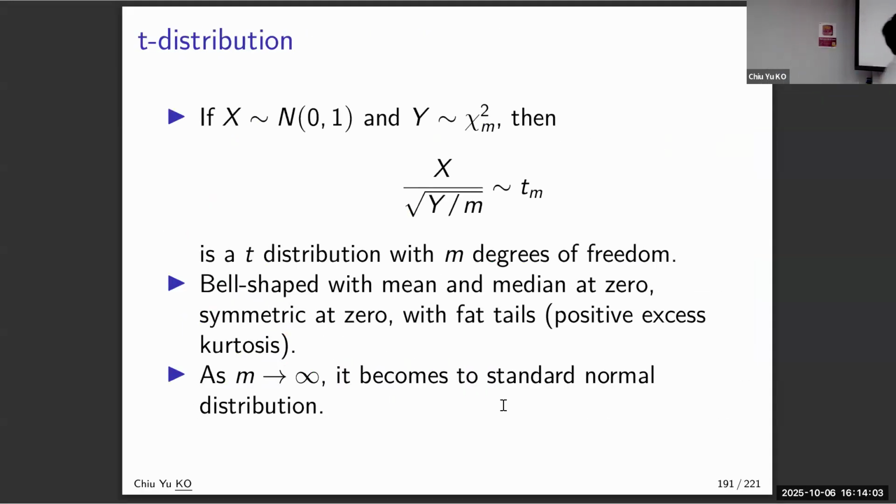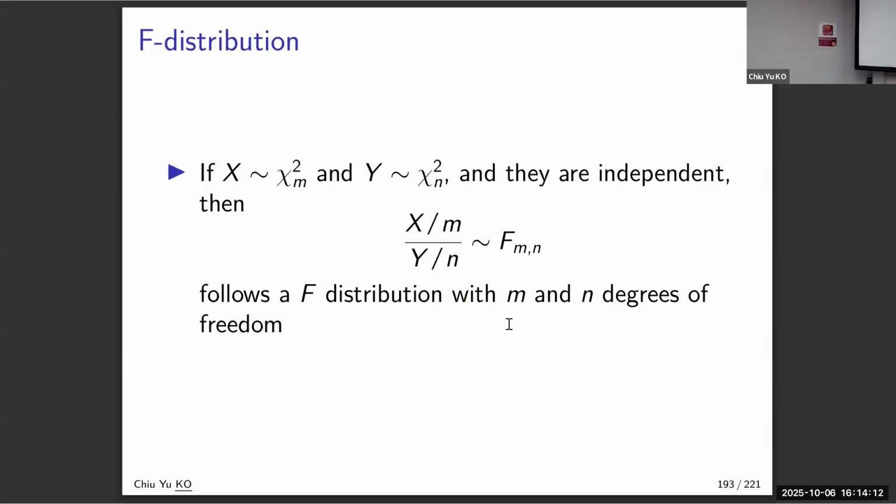And t will be a normal over a chi-square thing, which becomes a t. We will talk about this very soon. And then if you have a ratio of two chi-squares, it's called the F. Just know it because we'll be using it soon. At that time, we'll explain.